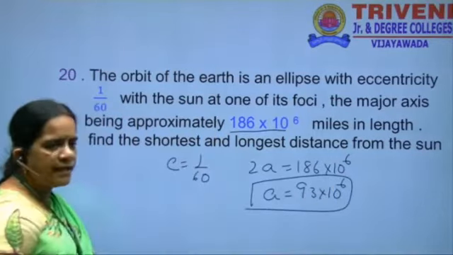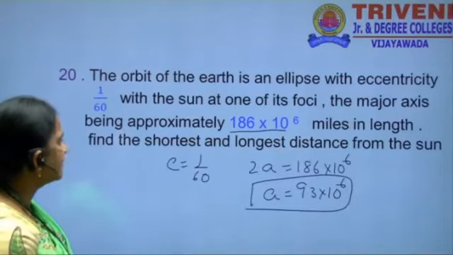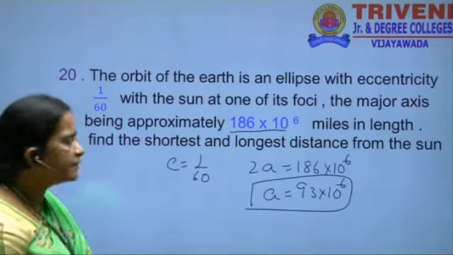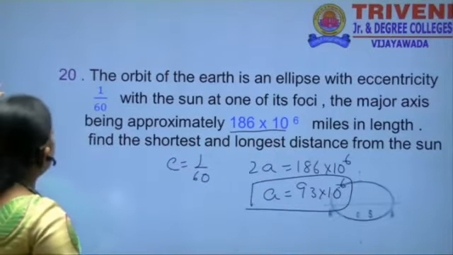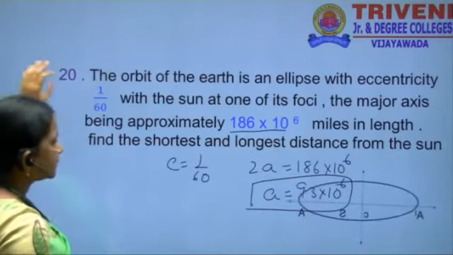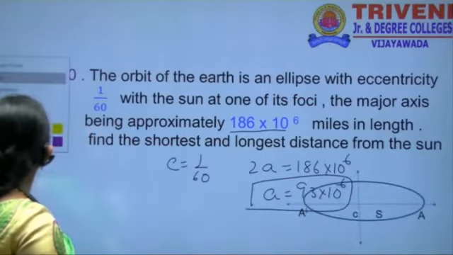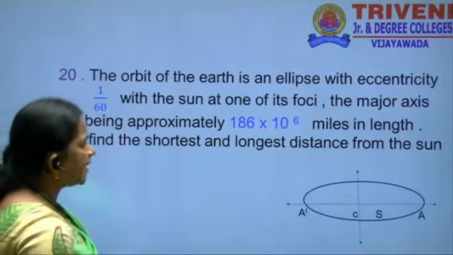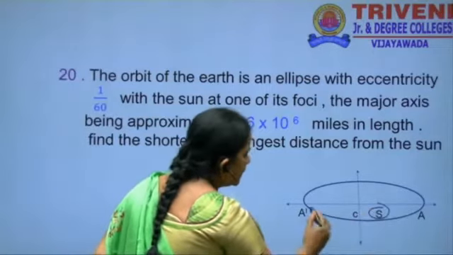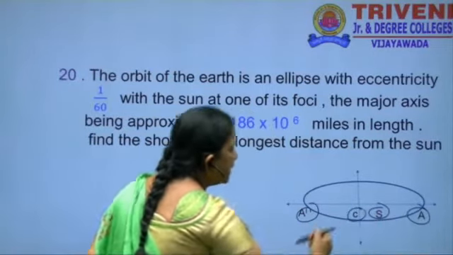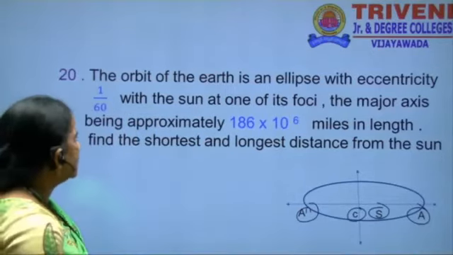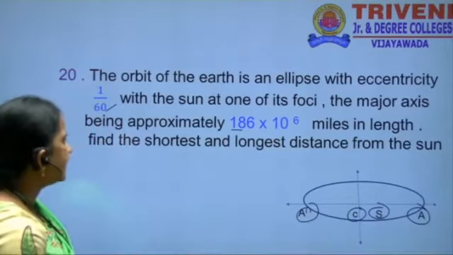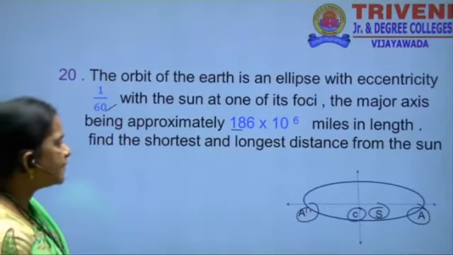The value of A is 93 into 10 power 6 miles in length. Then find the shortest and longest distance of the sun. The shortest distance we have to find here. It is the focus. A and A dash are the vertices and C is the center. They are given the eccentricity and major axis. Then we have to find the shortest and the longest distance from the sun.